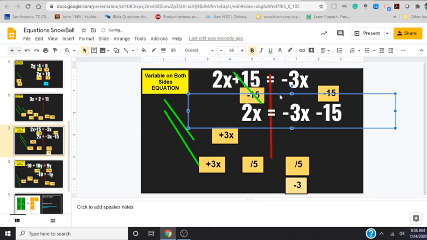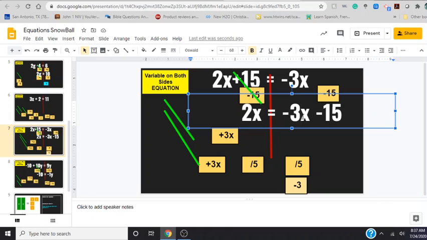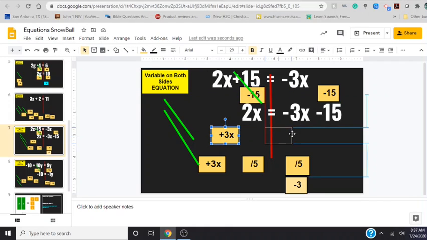So here we are. 2x is equal to negative 3x minus 15. Now, this x is still not by itself. Okay? So what are we going to have to do? Well, we have another issue. This x is not by itself, and there's still an x on the other side. So to get rid of this x, because this was originally the less popular x, I'm going to add 3x to both sides. Okay.